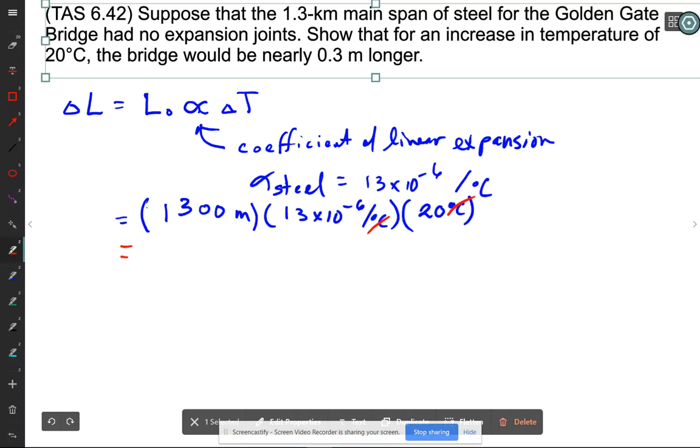Okay. So that gives us 0.338 meters. So how much longer would the bridge be? To one decimal place, 0.3 meters longer. Does that matter? Well, how much is 0.3 meters? It's just about a foot. If the bridge expands by about a foot and you don't have expansion joints, it's going to buckle.